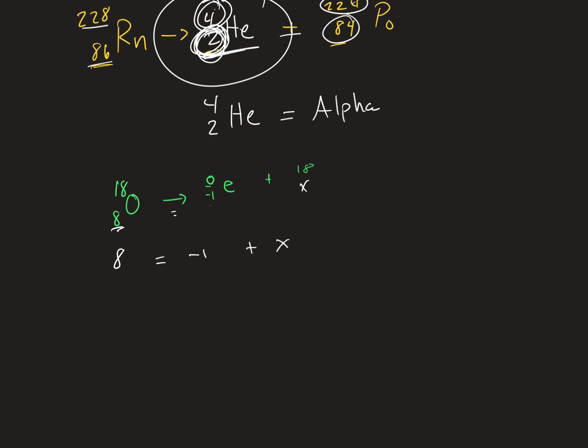Do you know how to do basic algebra? So what do we do? We add 1 to both sides, both sides, and that gives us 9. Okay? So how should you do it? The way that it makes most sense to you. Okay?